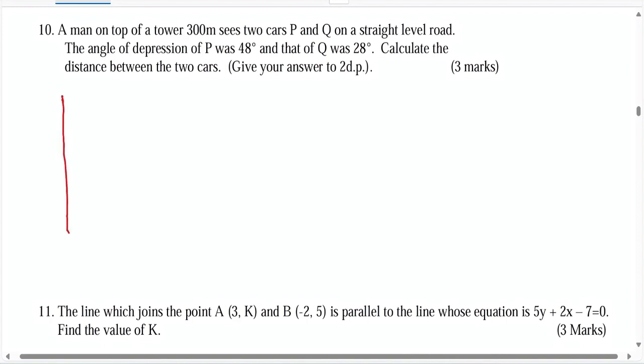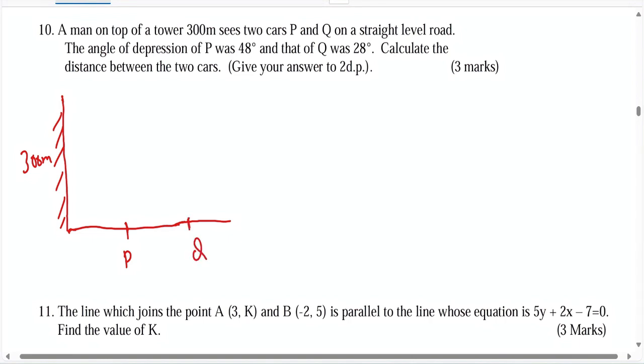So chora hii, this is your top of tower, so the man is on top of that tower, which is 300 meters. So and now he sees two cars P and Q. Let's assume your P is here, your Q is here, whichever possible way. So let's assume P is here, because the nearer the tower, the larger the angle. And let's assume this is Q.